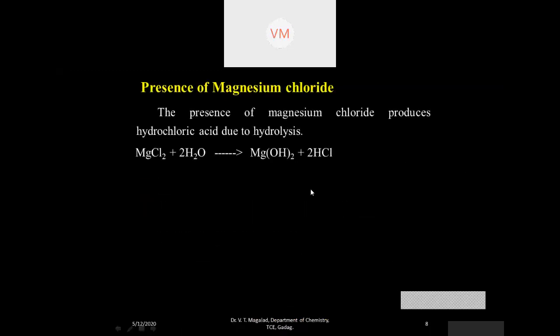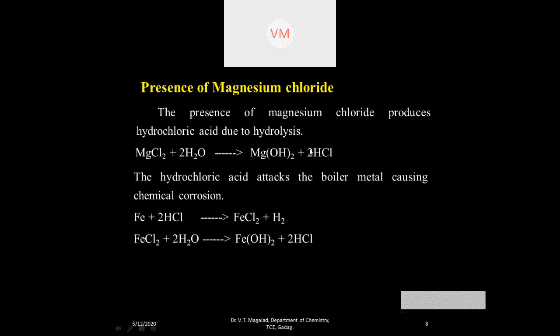Then presence of magnesium chloride. So magnesium chloride, it is a salt. Okay, so it is a soluble salt in the water. If it is present in the water, then it interacts with the water at high temperature in the boiler feed water, and it will get hydrated. It will get hydrated and magnesium hydroxide is formed and there will be the formation of HCl.